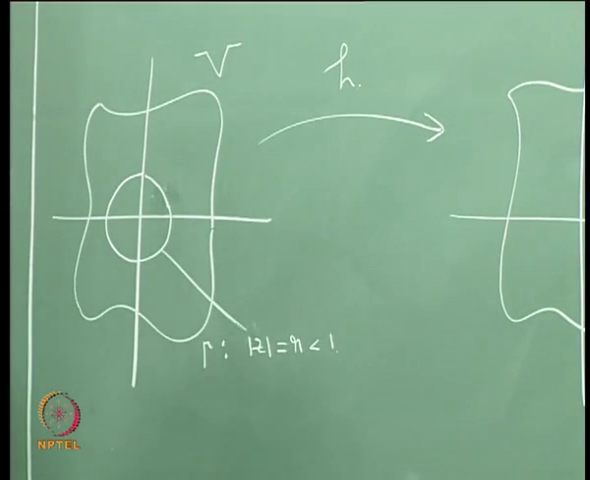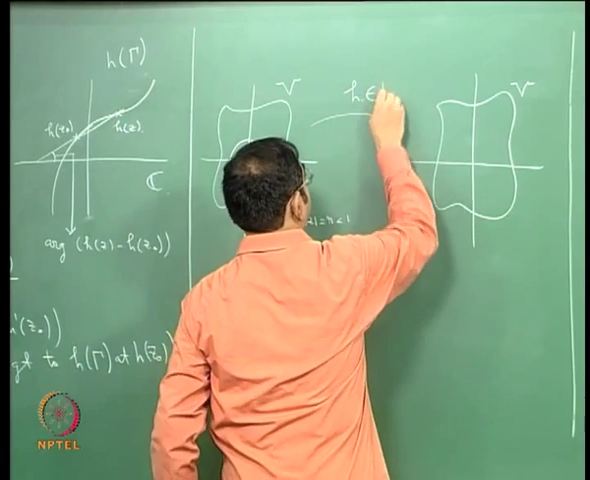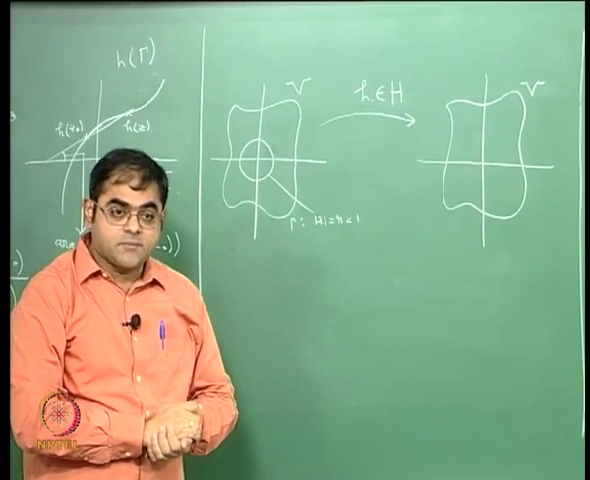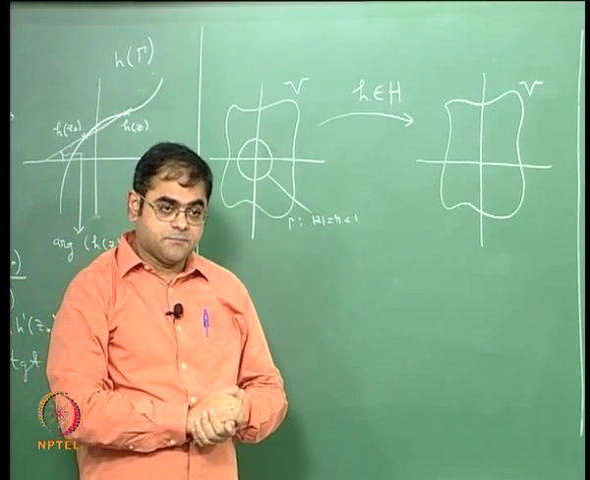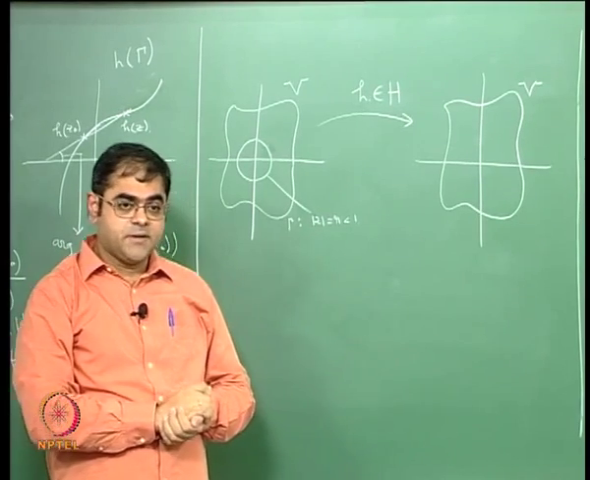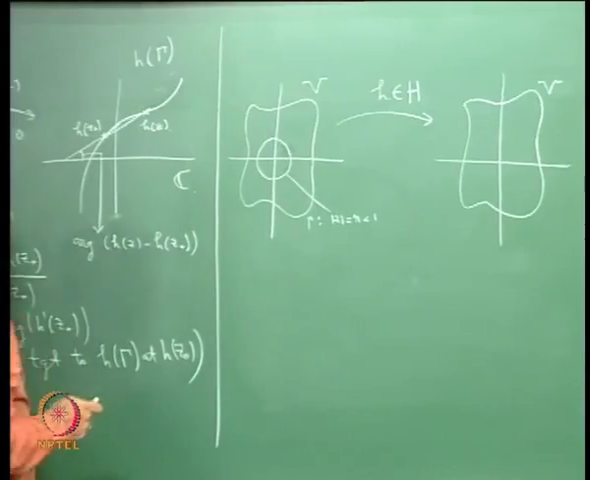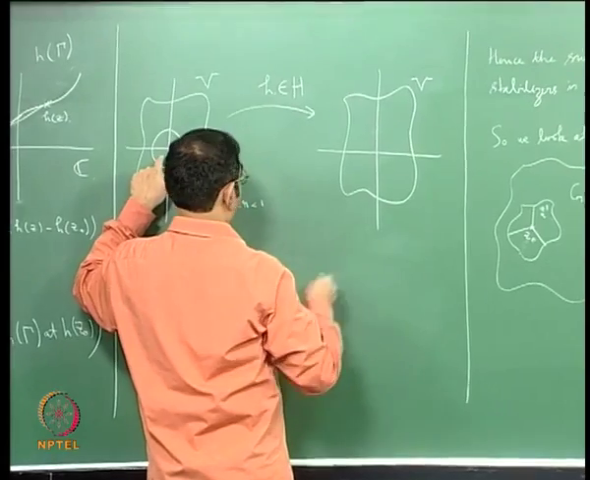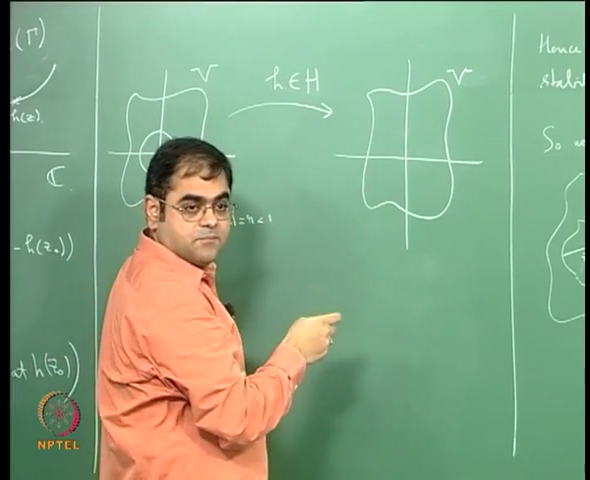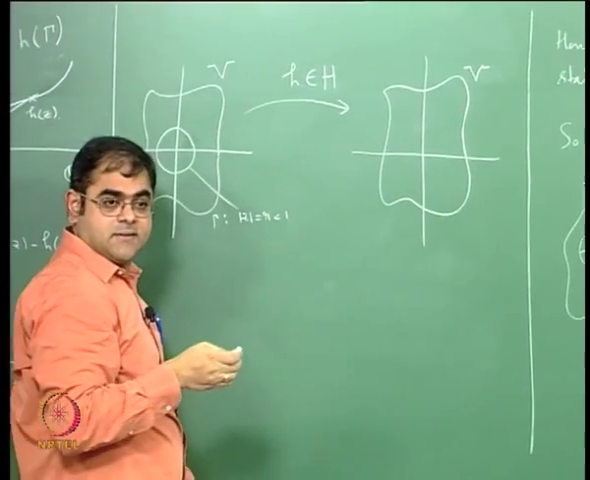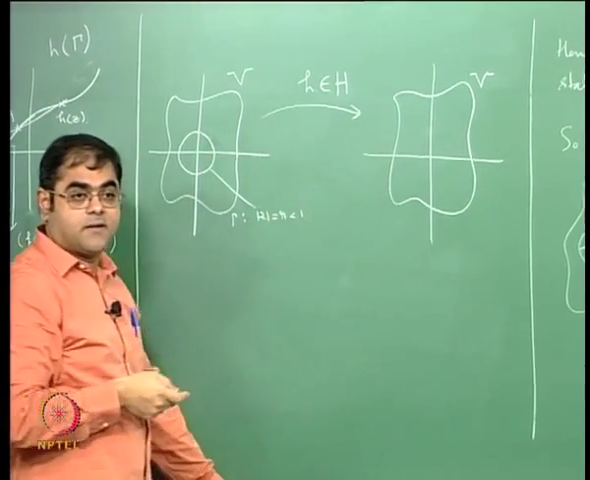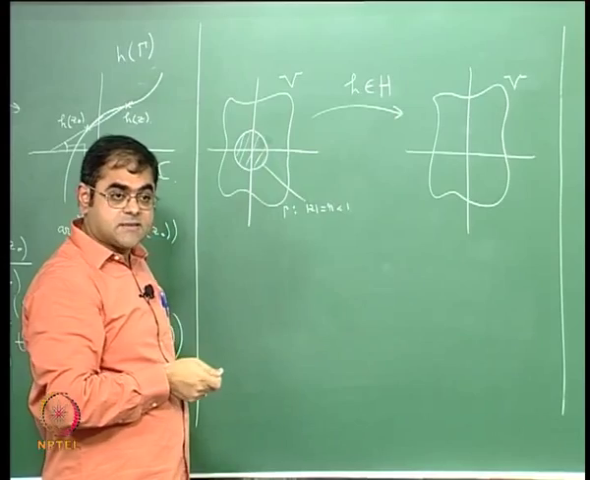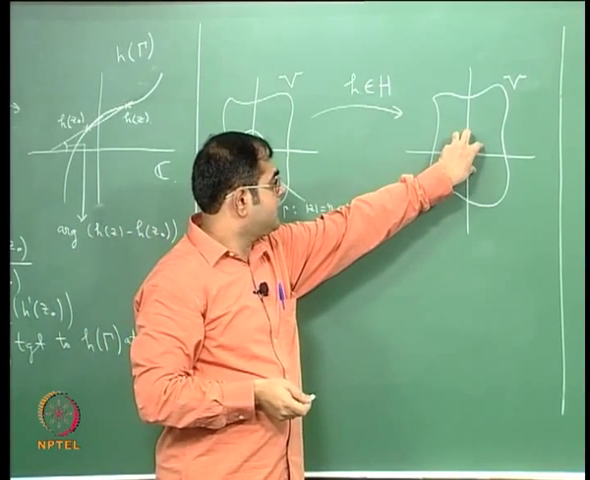Mind you, the h that I am going to consider is an h in capital H. So all these small h are biholomorphic maps, therefore the derivatives cannot vanish. So this condition that the derivative does not vanish is always satisfied. And let me try to look at what happens to this curve. So the claim is that the image of this disk, of course it will go to something here.